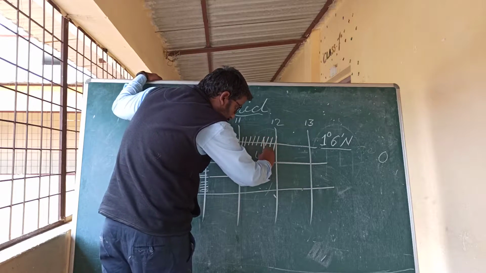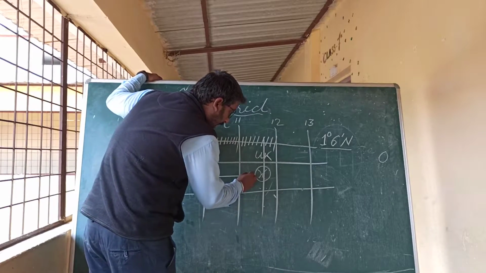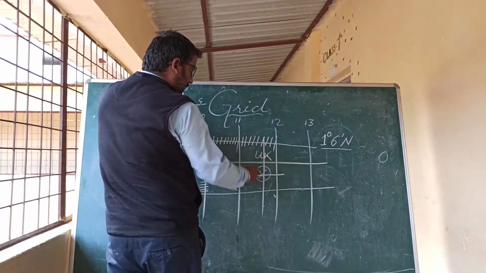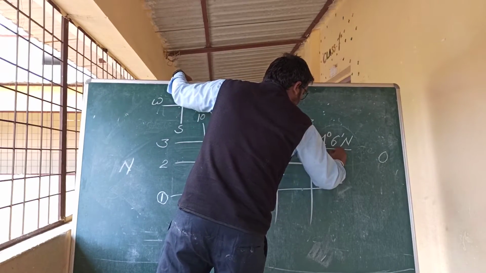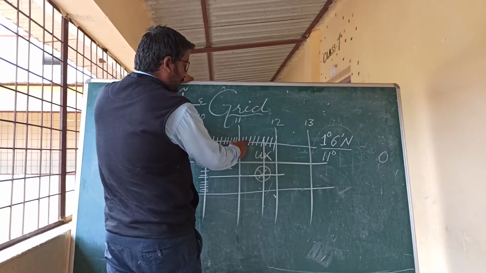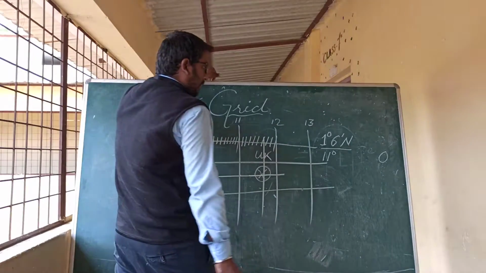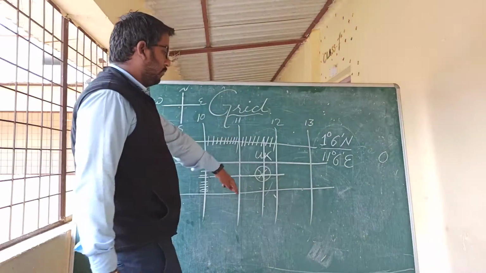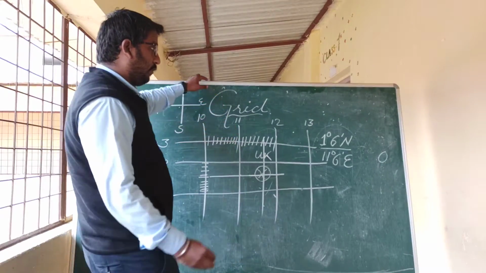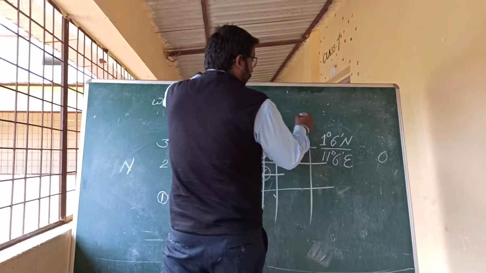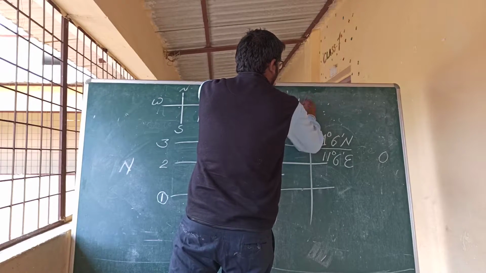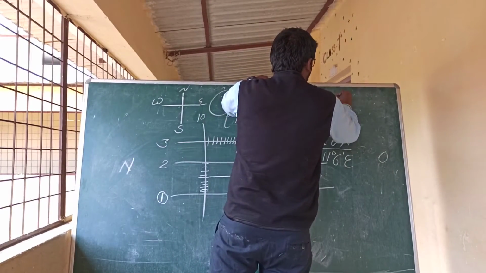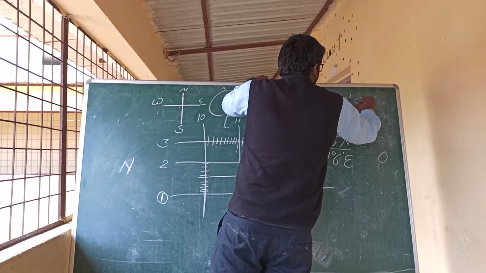Okay, so for instance we take this one and it goes in this way. So now what we see, it falls over 11 degree and 1 2 3 4 5 6 minute east. Okay, so the position of city X on the globe of earth is 1 degree 6 minute northern latitude and 11 degree 6 minute eastern longitude.